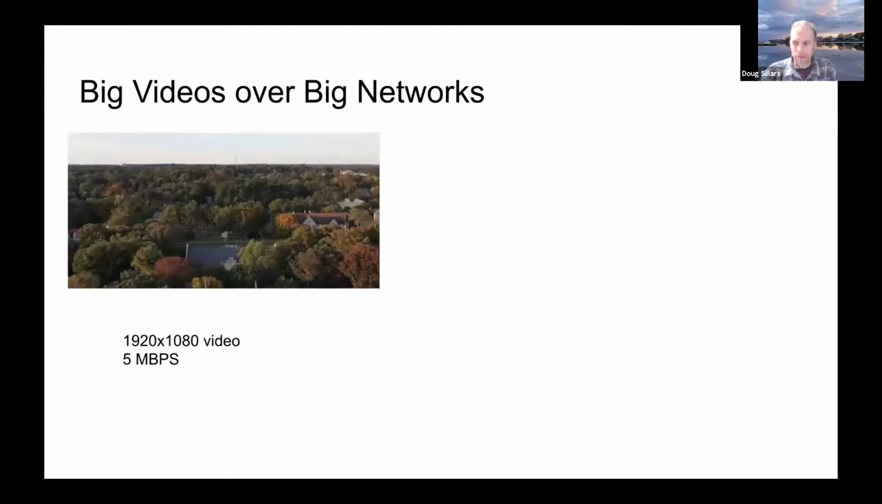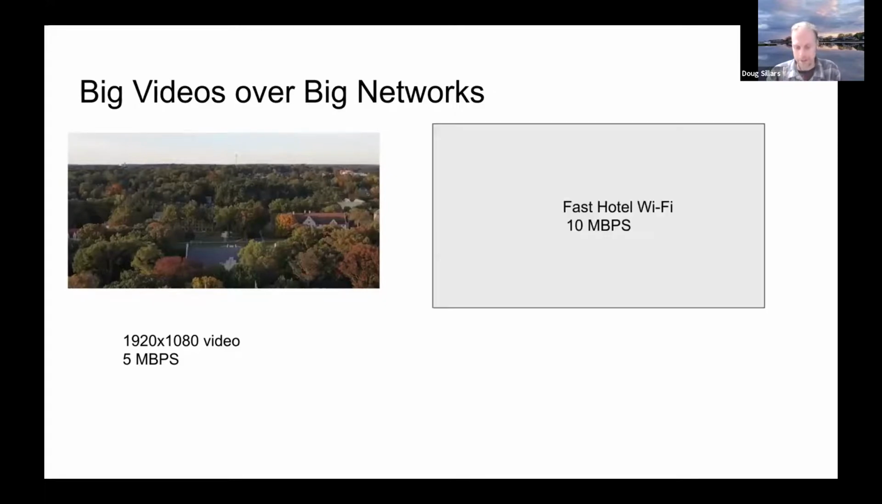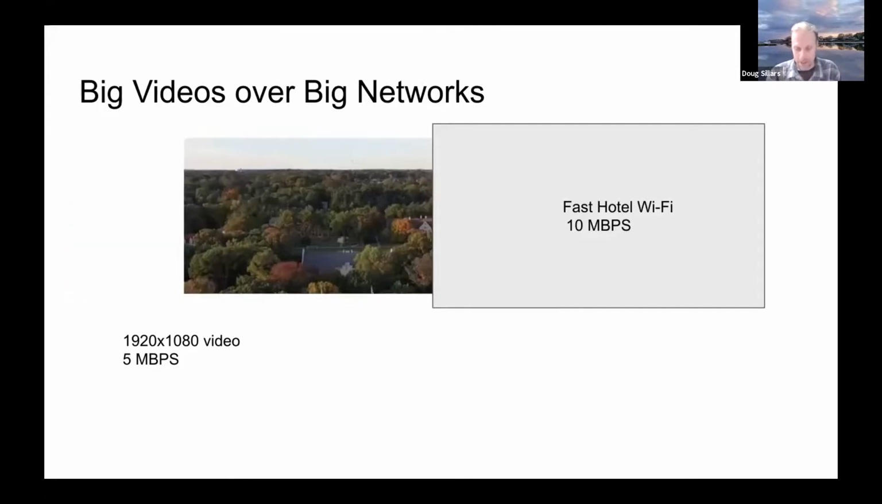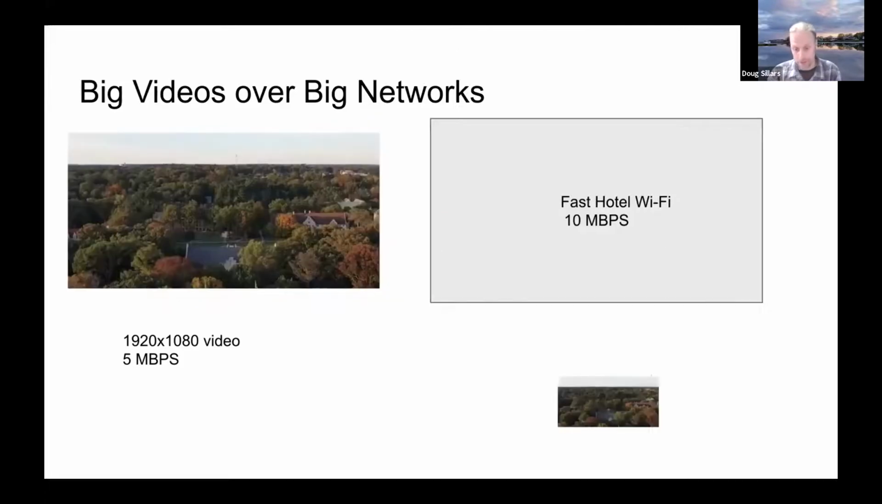So I'm going to switch gears just a little bit here, and this is more into the compression idea of using videos. Here I've got this 1080p video. This is actually from my alma mater in Ohio. It's 5 megabits per second. And if I'm on fast Wi-Fi, if it's over 5 megabits per second, it's going to fit through the tube and it's going to show up on my phone just fine.